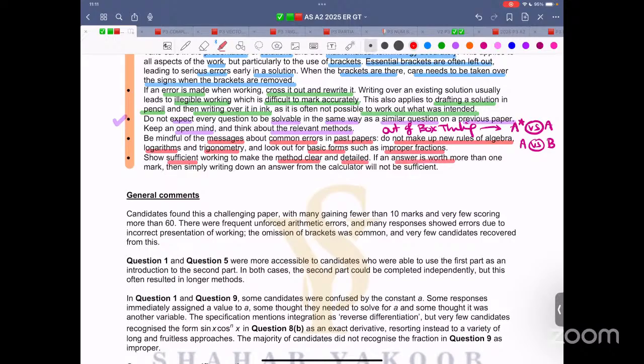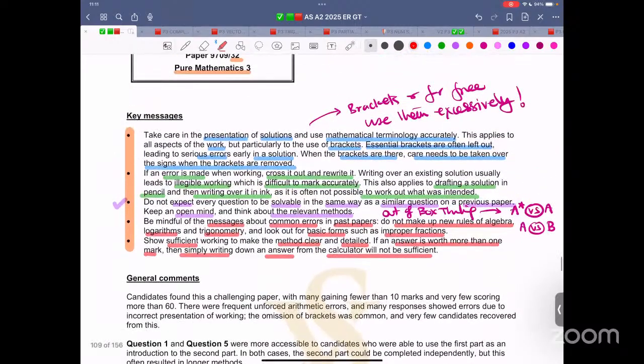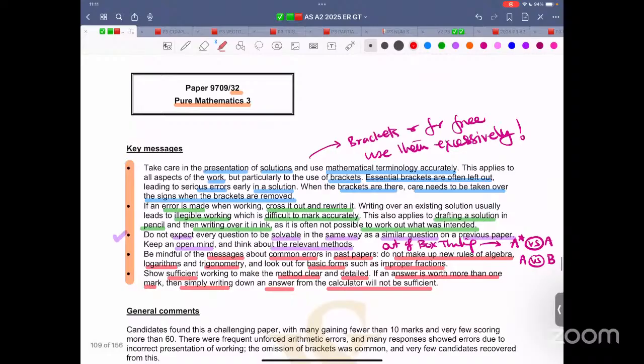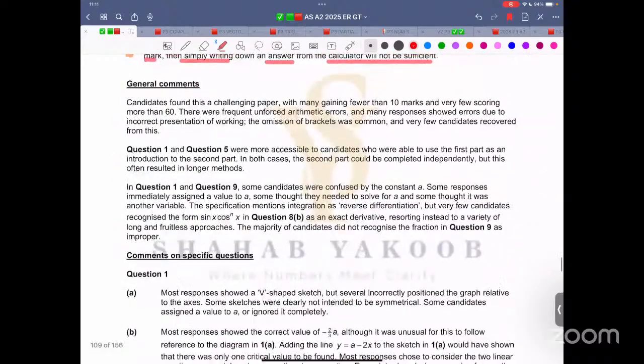If an answer is worth more than 1 mark, then simply writing down an answer from the calculator will not be sufficient. And also, they have used the terminology in the past. Unsupported answer from a calculator will gain no marks. So very, very important, which you have seen over here. Okay, let me bookmark it.